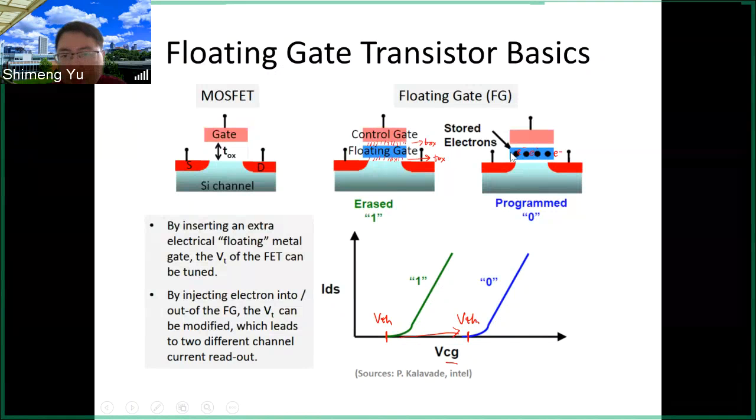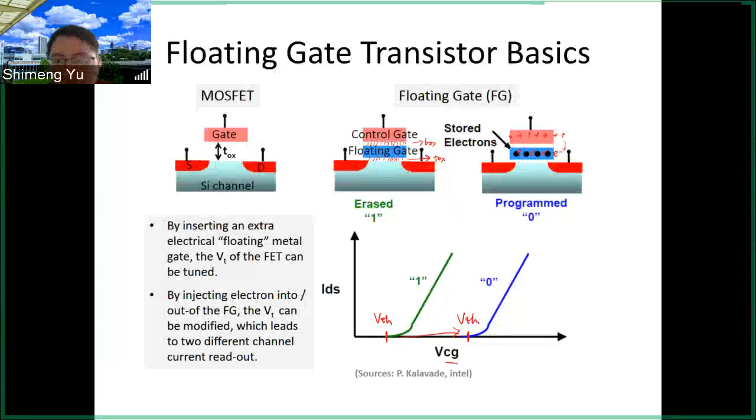But if you have negative electrons in the floating gate, you need to apply additional positive voltage. Why? Because when you apply positive voltage here, you are going to induce positive charge on the control gate. But if you have electrons in the floating gate, some of that positive charge will be screened by those negative charges. So you need more positive charge on the control gate to induce the electrons in the channel.